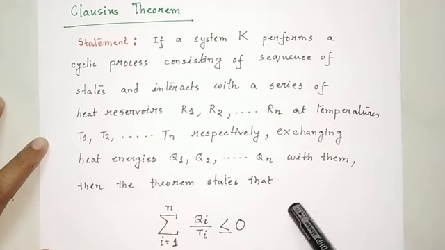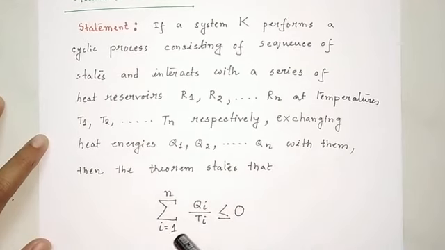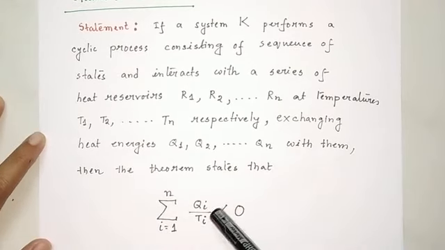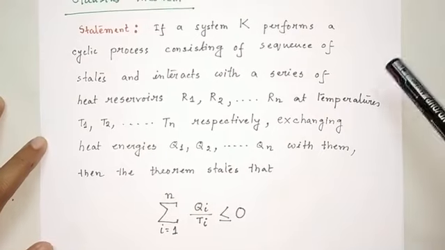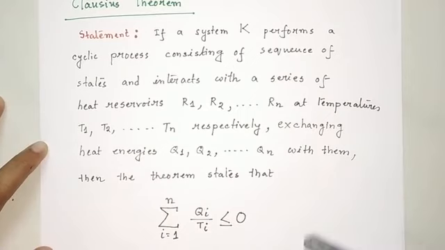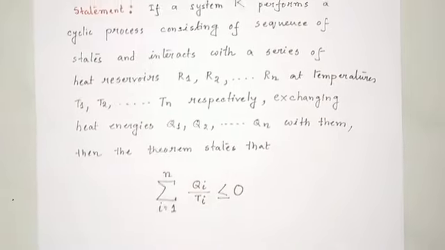Then the theorem states that the summation over i equals 1 to n of Qi by Ti is less than or equal to 0. So you have to memorize this theorem. Now we will prove this theorem.